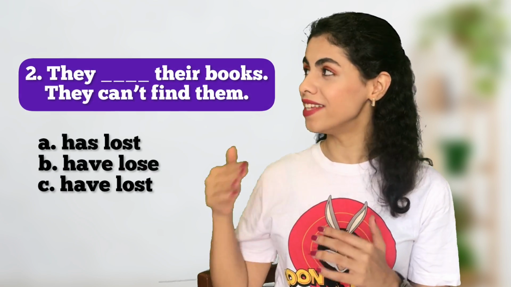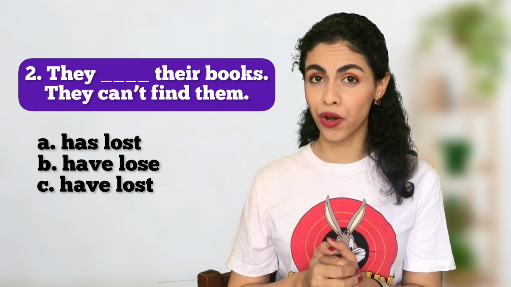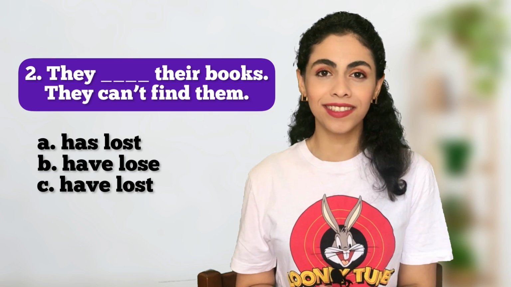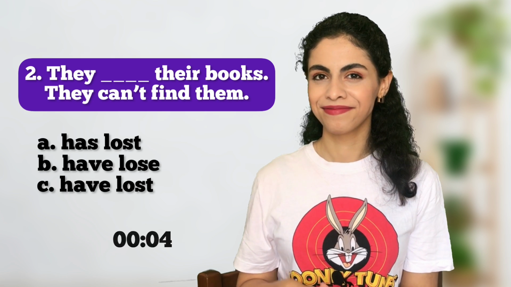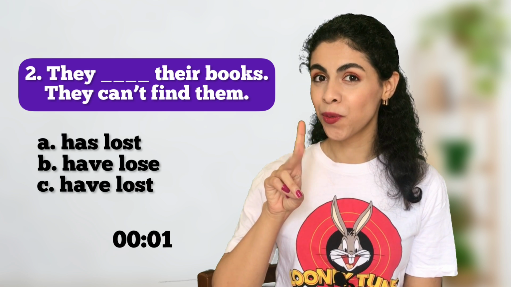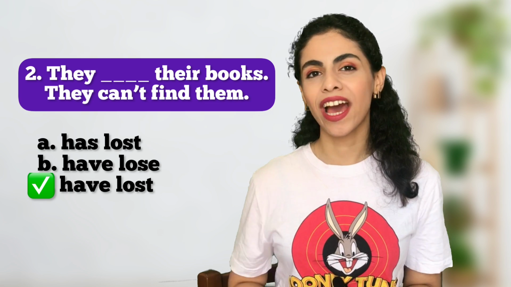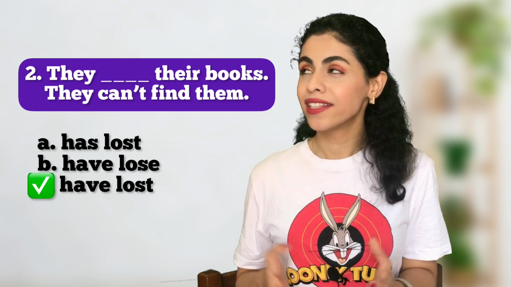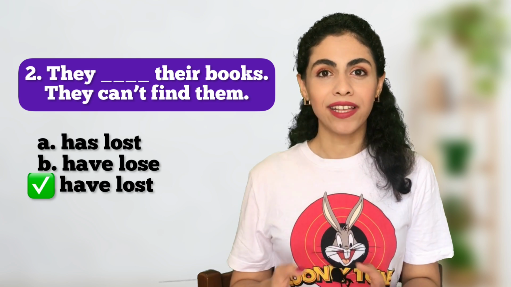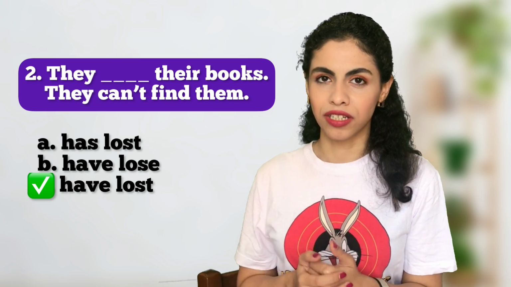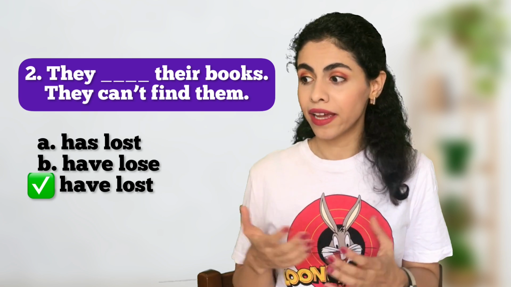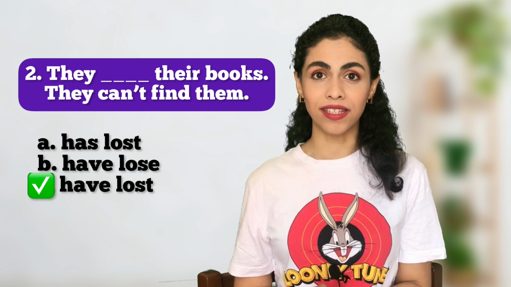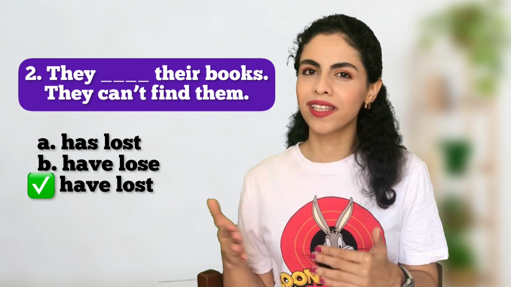Number 2, their books, they can't find them. They have lost their book. They can't find them. As you can see, it is a connection between the past and the present. They lost it before and right now they can't find it. So you can see there is a present impact.